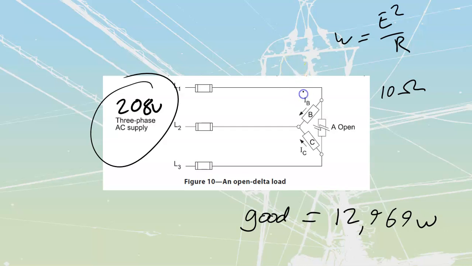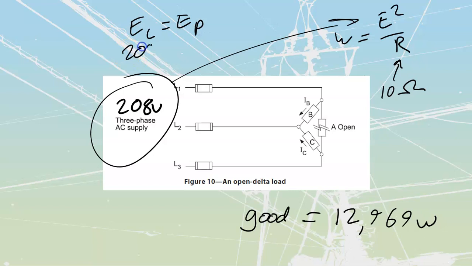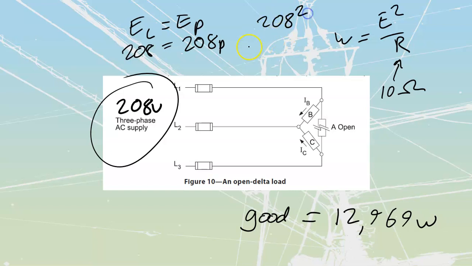Let's figure out our watts for this element, and we can do that using our value of resistance and our value of voltage that's being placed across it. My line voltage for a delta, E line, is equal to my E phase. Therefore, 208 volts line is equal to a 208 volts phase that I'm going to go and have. Let's go and put them into this formula. 208 squared divided by 10 is going to go and give me my watts for this element over here.